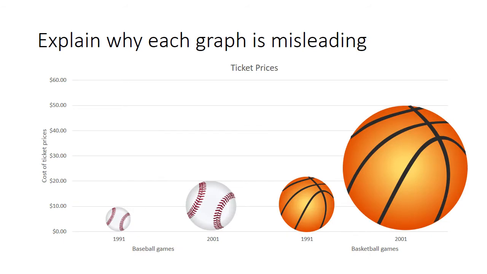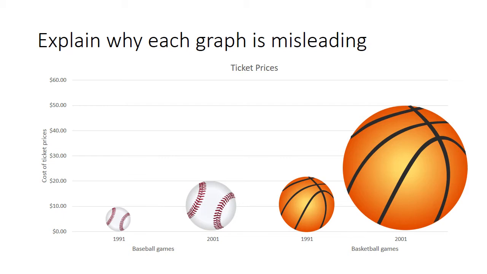So I want you to think about this graph right here, and I want you to tell me why it might be misleading. All it's doing is trying to explain how the cost of tickets for baseball games and basketball games have been different over the years. So how is it misleading?